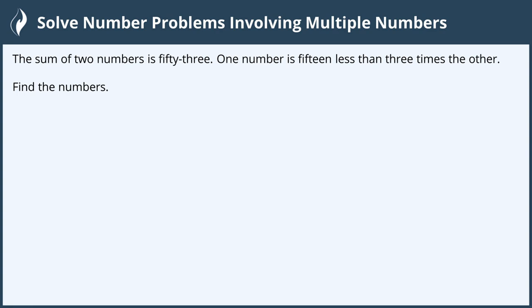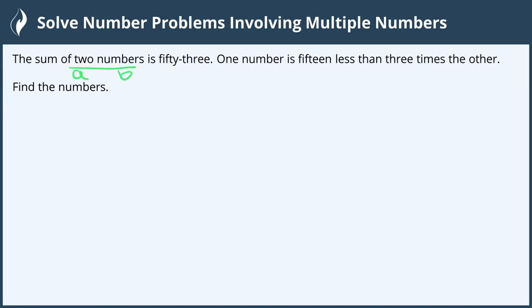The sum of two numbers is 53. One number is 15 less than 3 times the other. Find the numbers. The first thing we want to do is decide on what variables we want for the two unknown numbers. I'm going to go ahead and pick A and B.